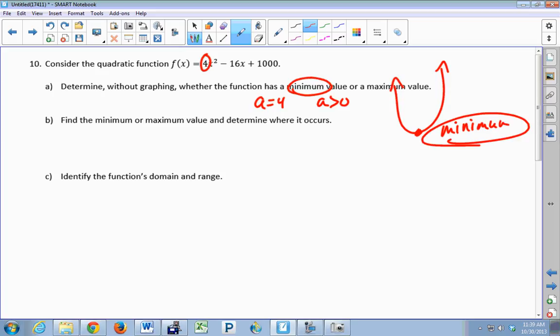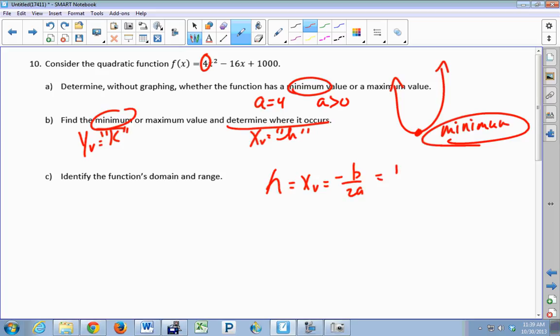Okay, find the minimum or maximum value and where it occurs. Where it occurs is h, or your x value, and the minimum, in this case, is your k value. Right, so h is the x value of your vertex, and k is the y value of your vertex. So let's find out what that is. The x value of your vertex, or h, is the opposite of b over 2a. That's how I always find it. Opposite of b over 2a, which is 16 over 8, which is 2.